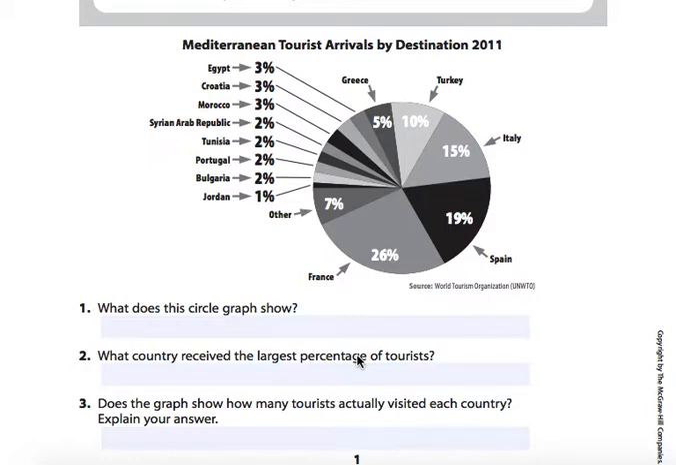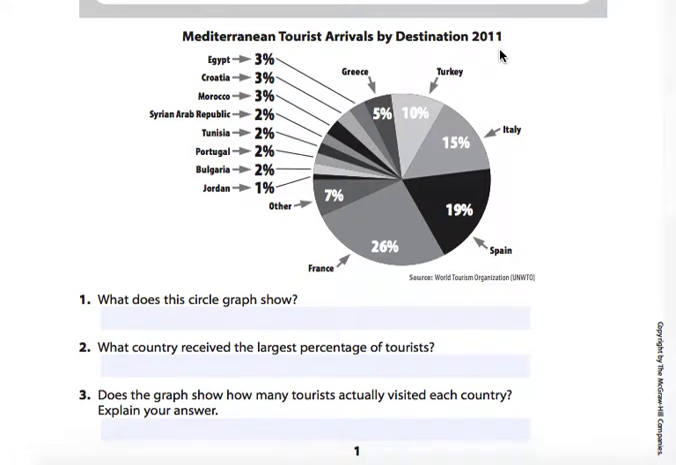Number three, does the graph show how many tourists actually visited each country? No, it only shows a percentage of the visitors for each country. It doesn't give us the actual number statistic. You probably have to go to the actual source, the World Tourism Organization here, to see what those numbers look like in that specific year. And it's probably varied each year just based on what's going on. For example, in the year 2019, 2020 with the pandemic, there's probably going to be less tourism listed in 2020 than there was in 2019 or 2018 or 2017 or in 2011, just based on things being shut down and closed down.